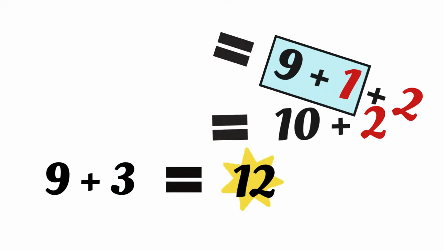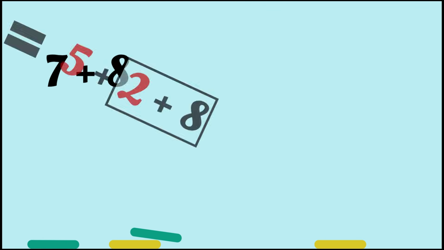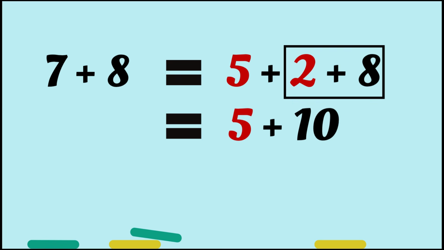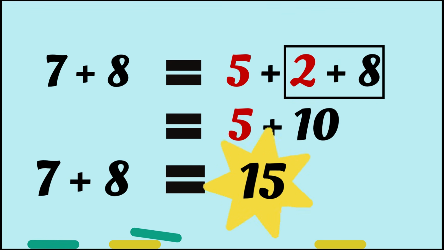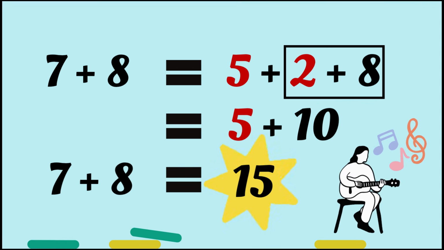Great job, guys. 7 and 8. What's the bigger number? 8. Then we add 2 to 8 to make 10. Then we split 7 into 5 and 2. Already added the 2 to the 8. Then we are going to be adding the 5 to the 10, which makes 15. 8 and 7, which makes 15. Ooh, we can make a song with that example. You guys are really rocking this topic, as always.